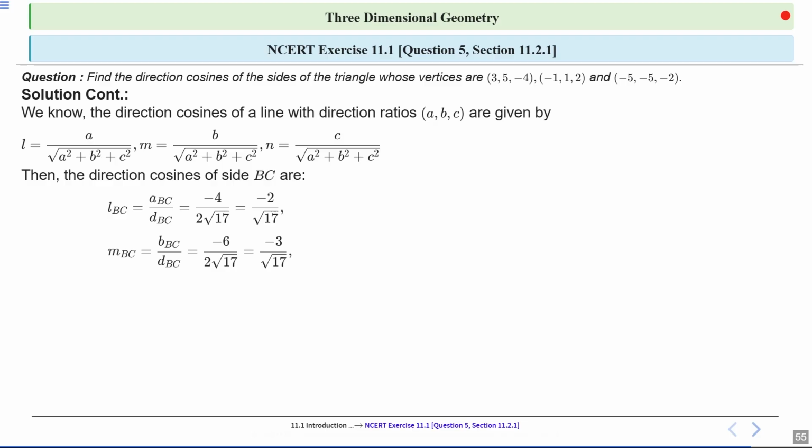m_BC equals b_BC divided by d_BC, which is equal to minus 6 divided by 2 times root 17, and after simplifying we get minus 3 divided by square root of 17. n_BC equals c_BC divided by d_BC, which is equal to minus 4 divided by 2 times square root of 17, and after simplifying we get minus 2 divided by square root of 17.